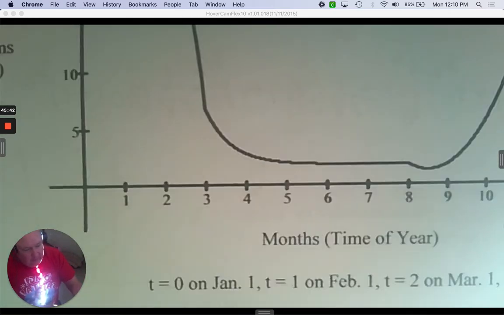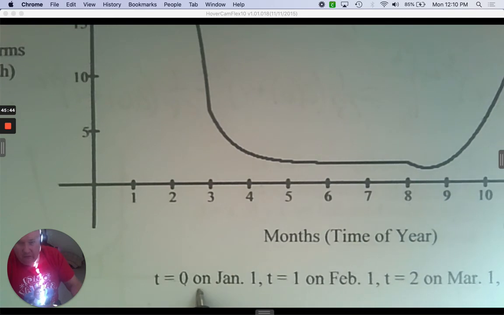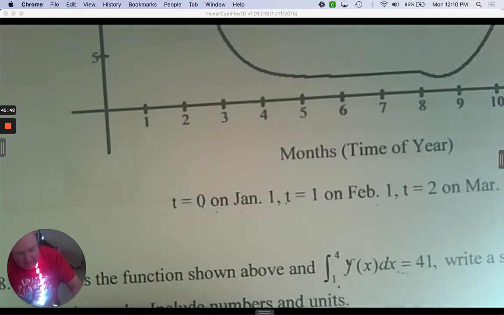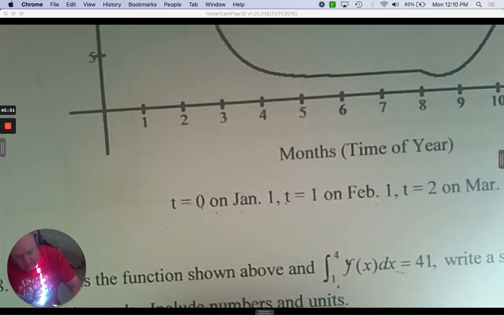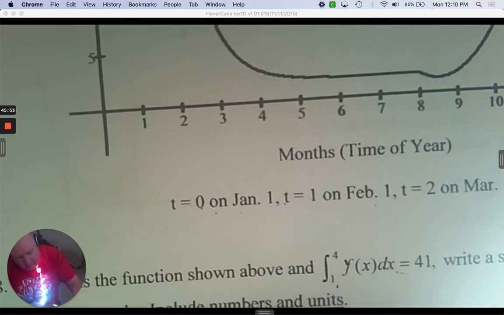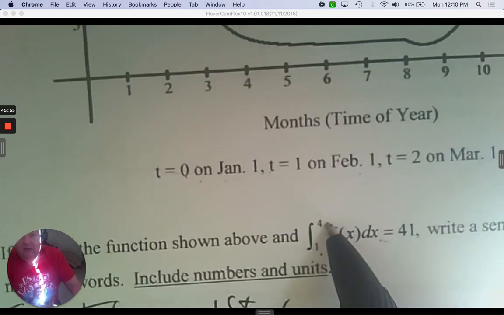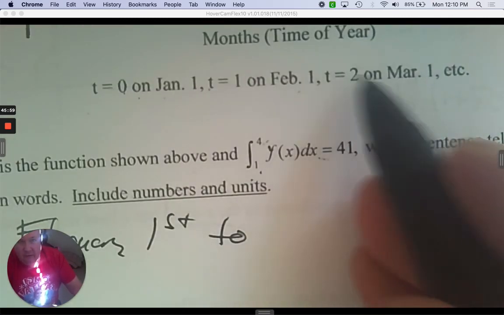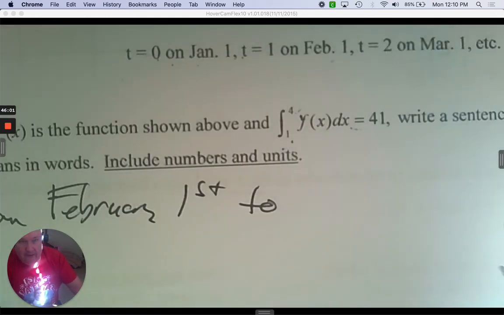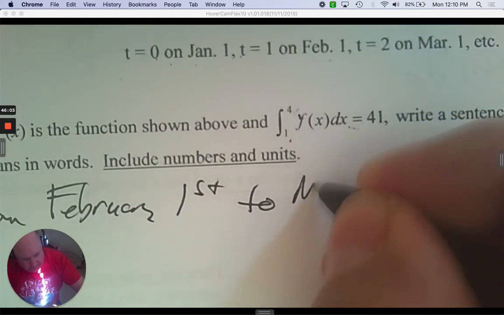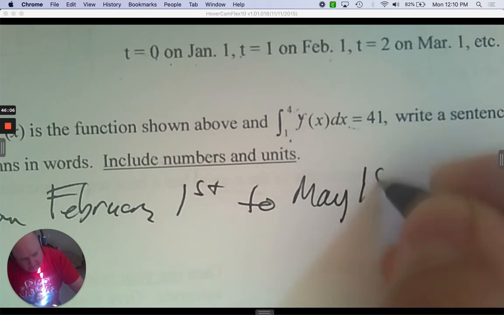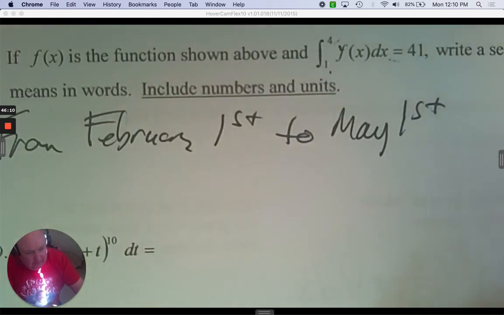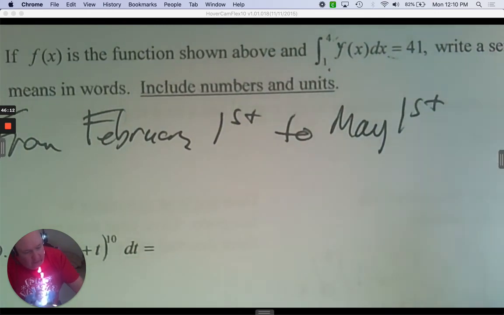So understand, when t equals 0, it's January 1st. When t equals 1, it's February 1st. So from February 1st to, now when x equals 4, be careful. So as we think of this through, April, it goes to May 1st, right? So from February 1st to May 1st, what happened? So if you think of this, include numbers and units.